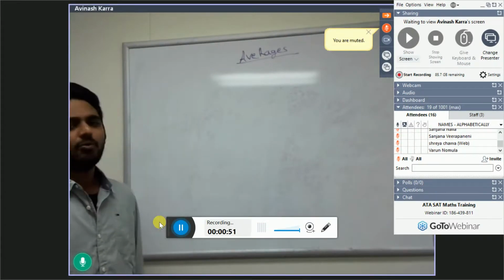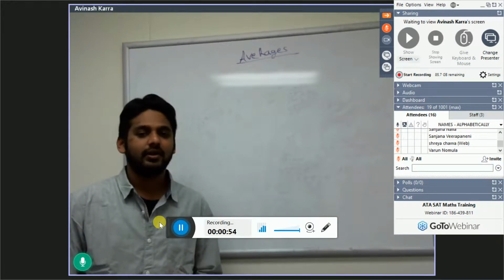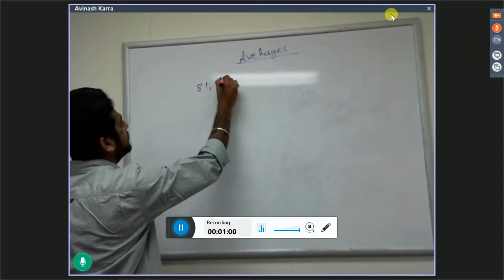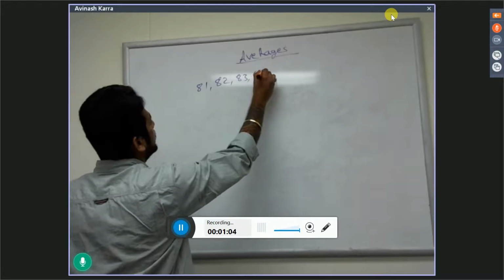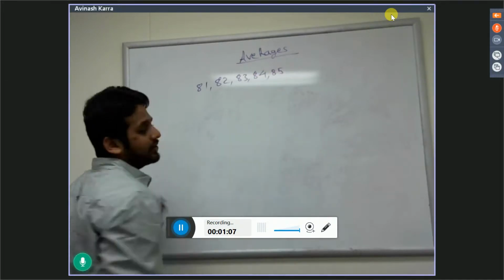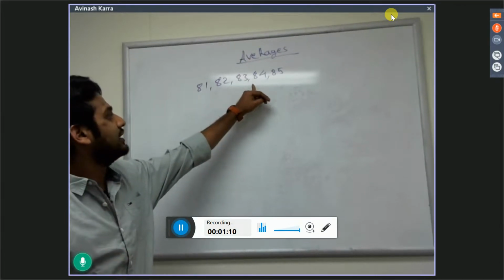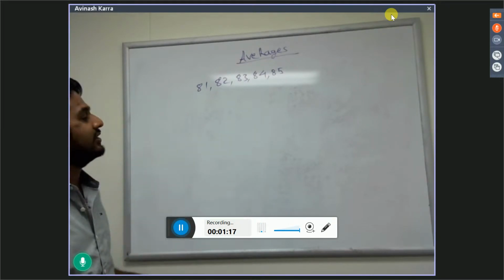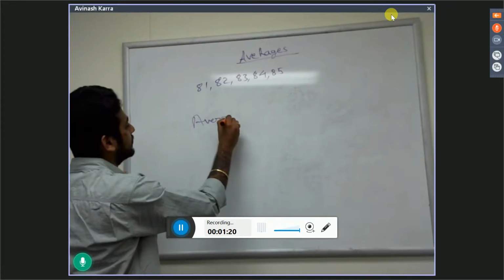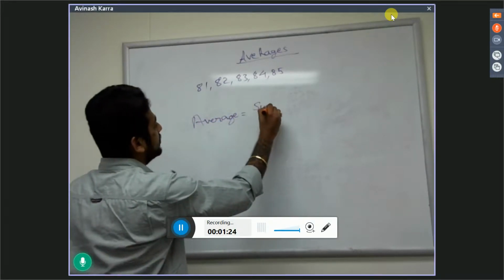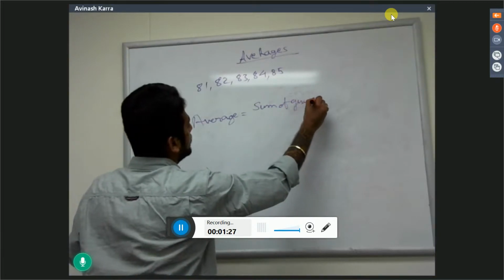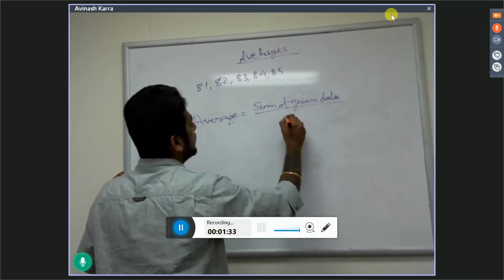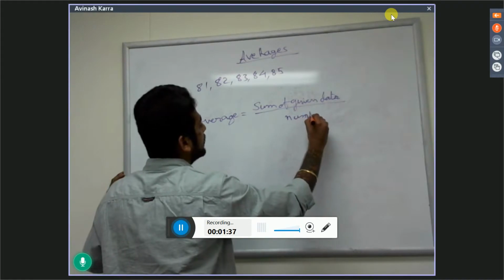With averages, what is average? Average is nothing but arithmetic mean. For the given data, for example, 81, 82, 83, 84, 85, if they ask to find the average, it is nothing but average is equal to sum of given data by number of values.